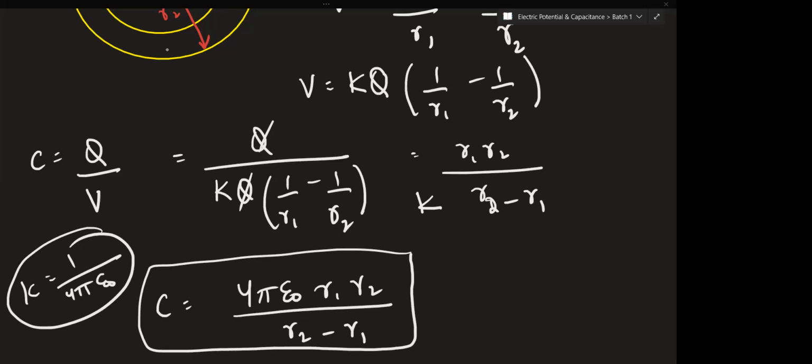Done writing this part. Derivation of spherical capacitors. Done, ma'am. Okay. And others? Okay. Fine.